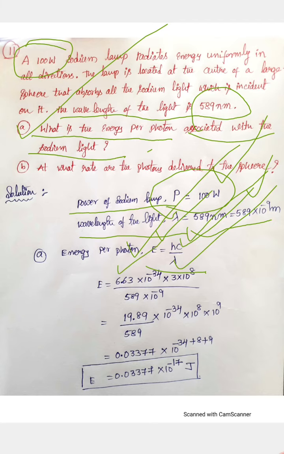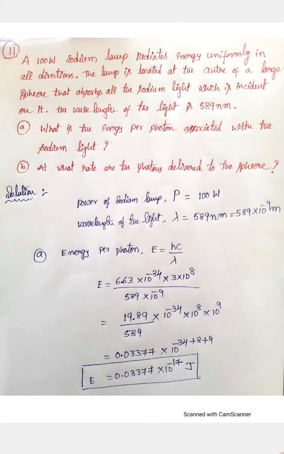Now substitute the values. Planck's constant H is 6.63 into 10 to the power minus 34. C, the speed of light, is 3 into 10 to the power 8. And the wavelength they have given is 589 into 10 to the power minus 9. Substituted. After this, do the simplification. In the numerator, 6.63 into 3 is equal to 19.89, divided by 589 as it is.